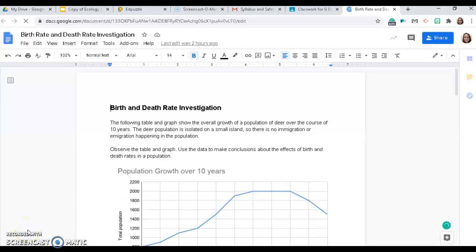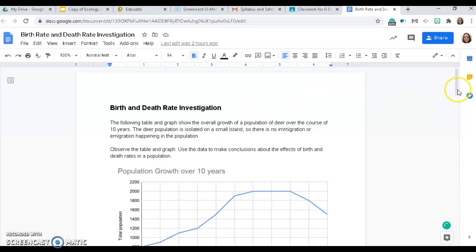So for this activity, you are going to be investigating how both the birth rate and the death rate contribute to the overall population of deer. This is a hypothetical population. And let's say this deer is isolated on a small island, so we don't have to worry about immigration or emigration. We're just focusing on birth rate and death rate.